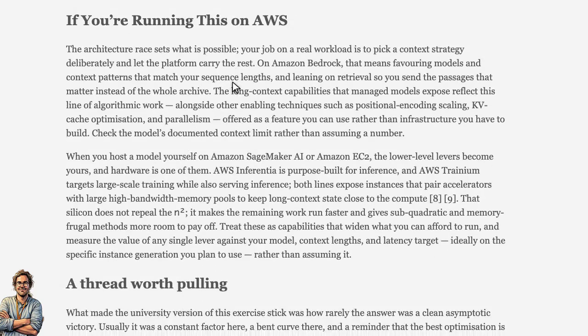So how does this land on AWS, on Amazon Bedrock? Favor models and context patterns that match your real sequence lengths and lean on retrieval, treating long context support as a capability you use rather than infrastructure you build. If you self-host on SageMaker AI or EC2, the lower level levers become yours, and purpose-built silicon like Trainium and Inferentia makes the remaining work faster. The silicon does not repeal the n squared, it widens what you can afford to run.